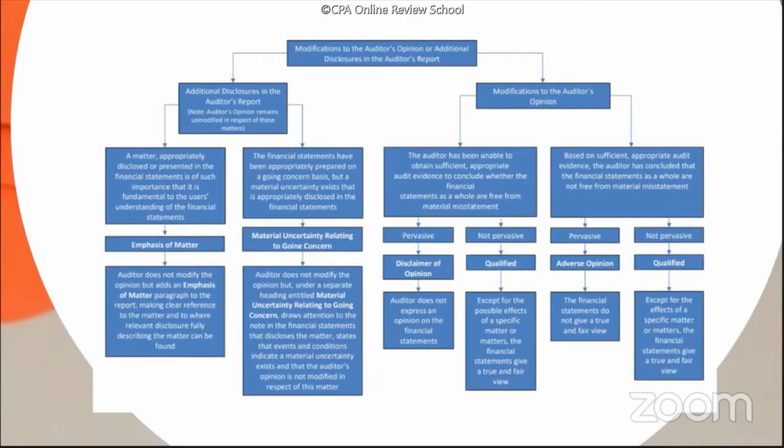Okay? So nandito tayo, additional disclosures in the auditor's report. Okay? Note, auditor's opinion remains unmodified in respect of these matters. So sinasabi niya dito na unmodified yung report mo, pero kailangan mo mag-disclose kung ano yung impact. Okay? So tingnan natin, isa-isahin natin, no?